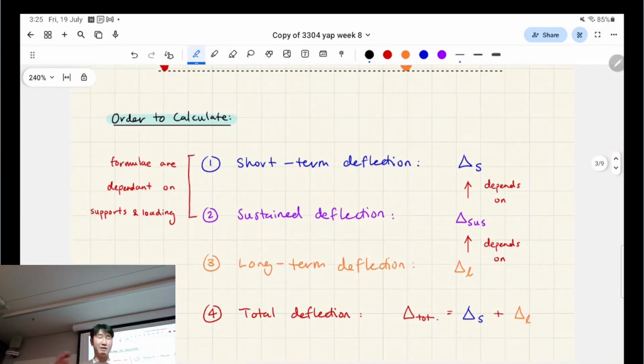Yeah, and then the order you calculate everything. You want to start with short-term, then sustained, which again is your intermediate mathematical step, to get the long-term deflection, and you literally just add those 1 and 3 together, and you get the total, right?